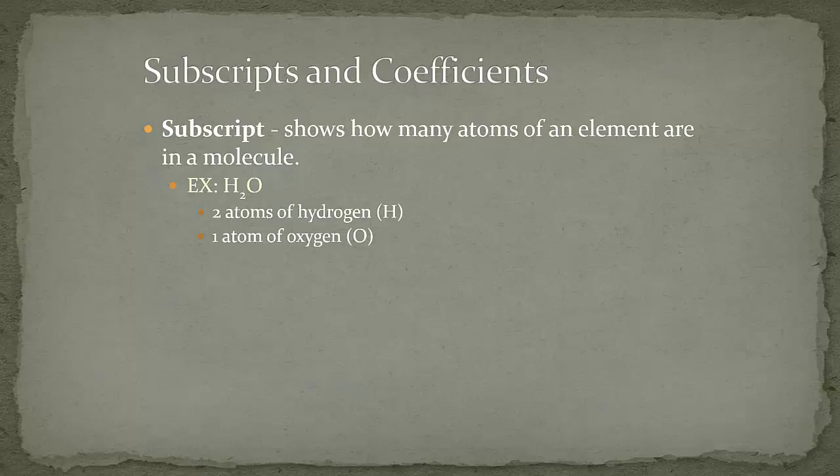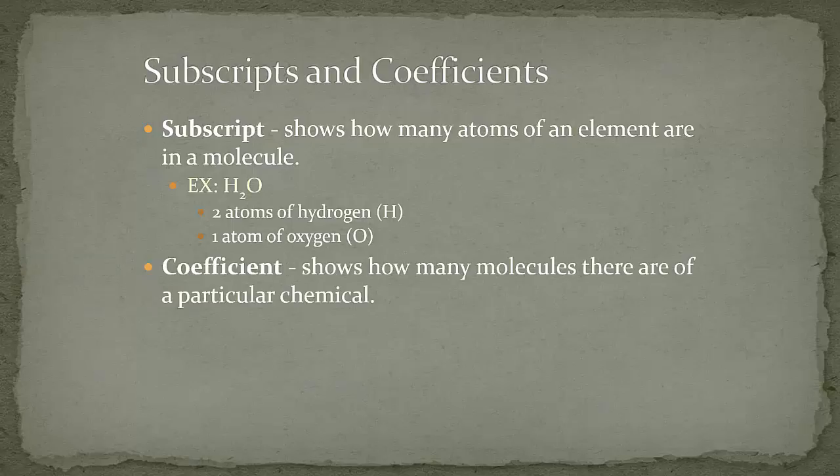For coefficient, it shows how many molecules there are of a particular chemical. For example, you have 3H2O. The coefficient 3 here in water means there are 3 water molecules.